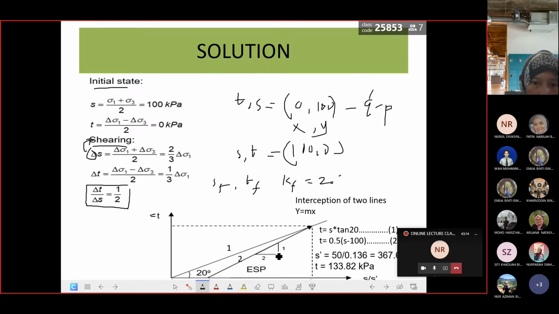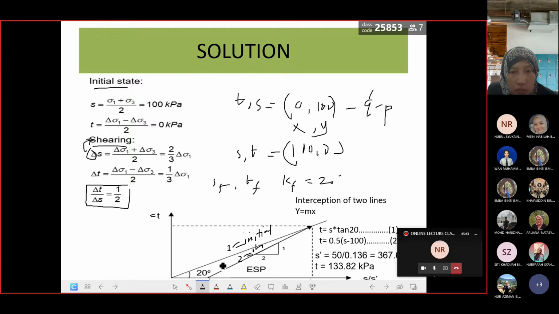The meaning of that representing to you the KF line. Maknanya kat sini kita ada dua equations, the intersections of two lines yang mana Y sama dengan MX. For example here, equation pertama ni, equation pertama dalam keadaan dia initial state. This one is an initial state.